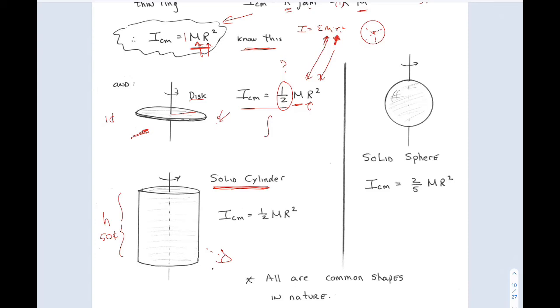So the good thing is, it doesn't matter whether you call a penny a disc or a cylinder. It's the same. Now here's the weird thing. The moment of inertia about the center of mass, about the same axis, for a solid cylinder has the exact same form. It's 1/2 mr squared.